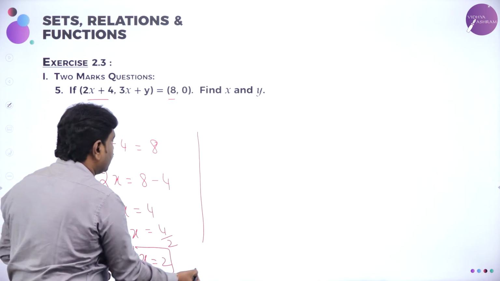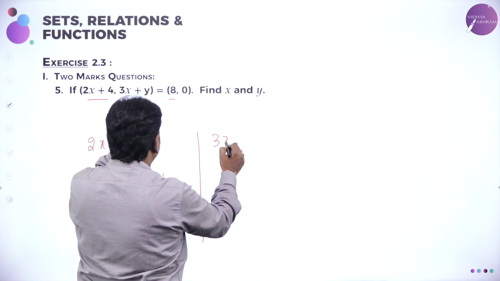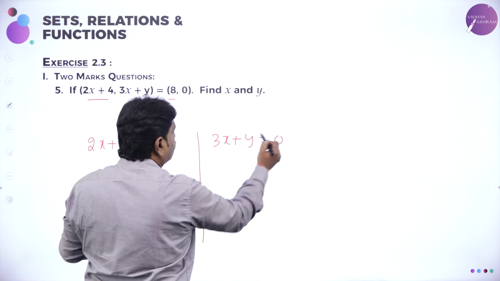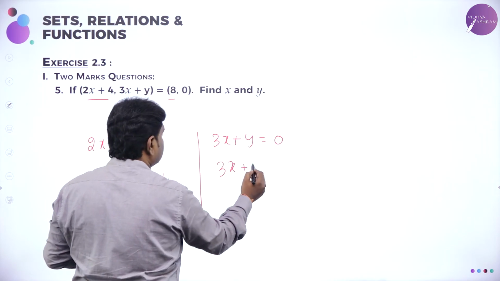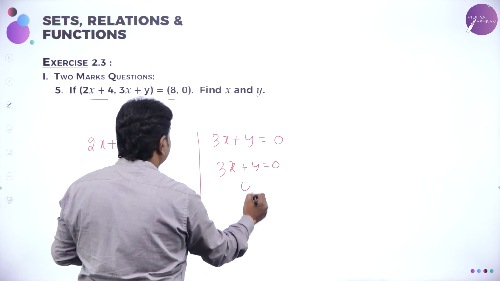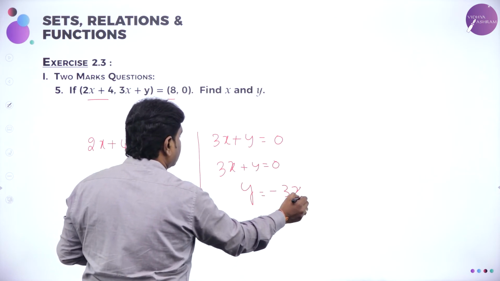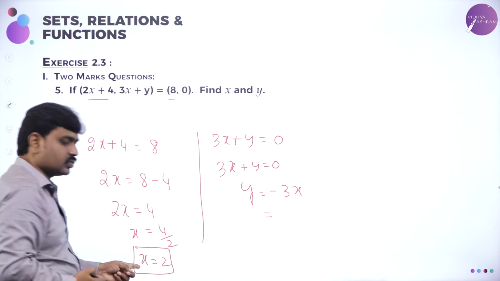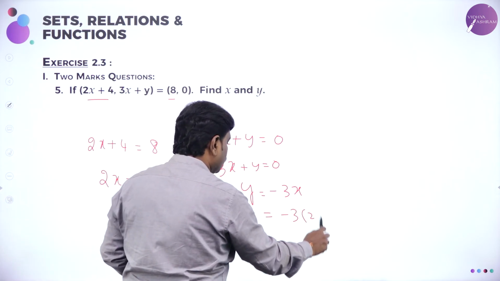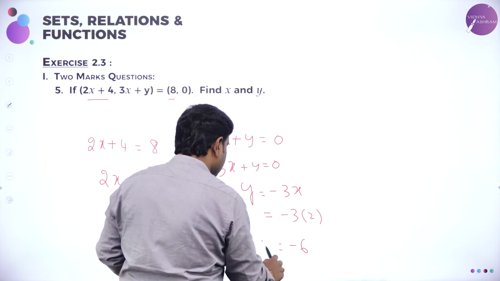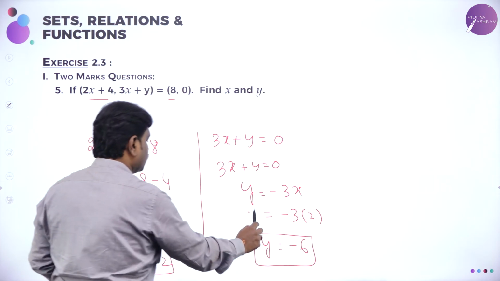Then second element equal to second. What is second? So 3x plus y is equal to 0, so y is equal to minus 3x. I need y. Transfer x to that side, because already I know x. What is x? Minus 2. Put it in: minus 3 into x value, you know, minus 6. So we got y also. What is y? Minus 6.